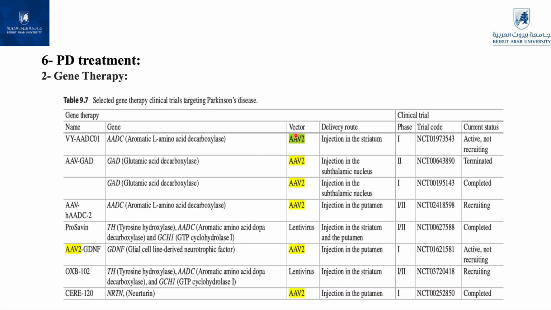Okay, here you can see the genes encoded and the vectors used to target the dopaminergic cells and neurons. And here you can see the delivery route, where the whole viruses can be injected in the striatum, subthalamic nucleus, or putamen.